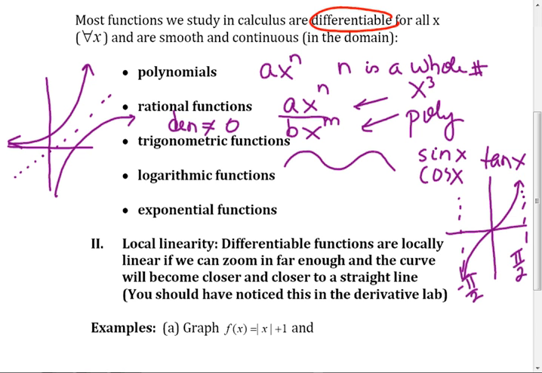Now, the exponential function is differentiable everywhere. But the log functions are only differentiable for x what? Greater than 0. That's all. And this is everywhere. So you have to look at your domain. So on the exam, if they asked you to show something, you could say, well, polynomials are always differentiable everywhere. It just depends on the context.